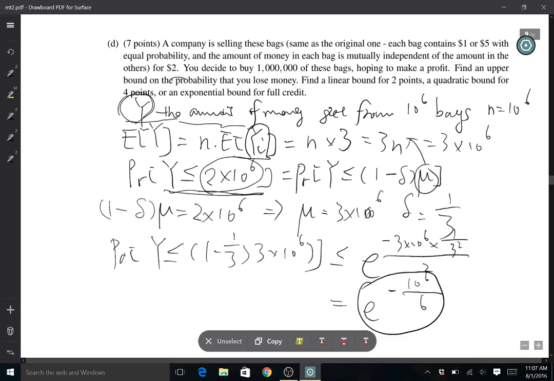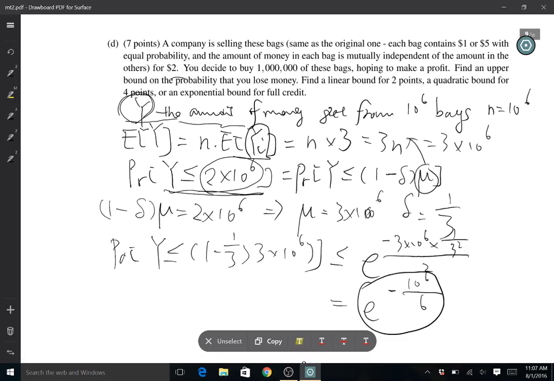Actually, I think this is slightly tighter than the bound they used when they used the amount of bags that have $1 bills inside them. So yeah, but this is also a way of using the Chernoff bound in this problem.